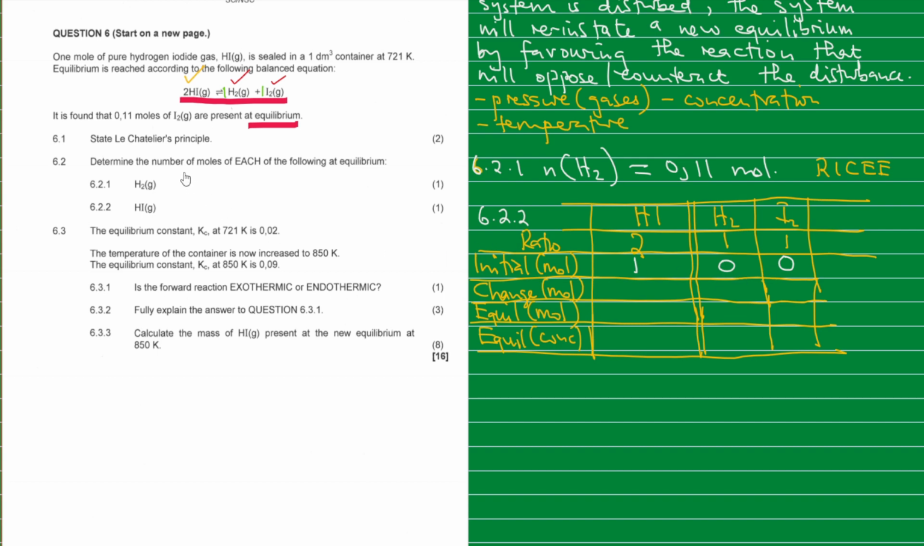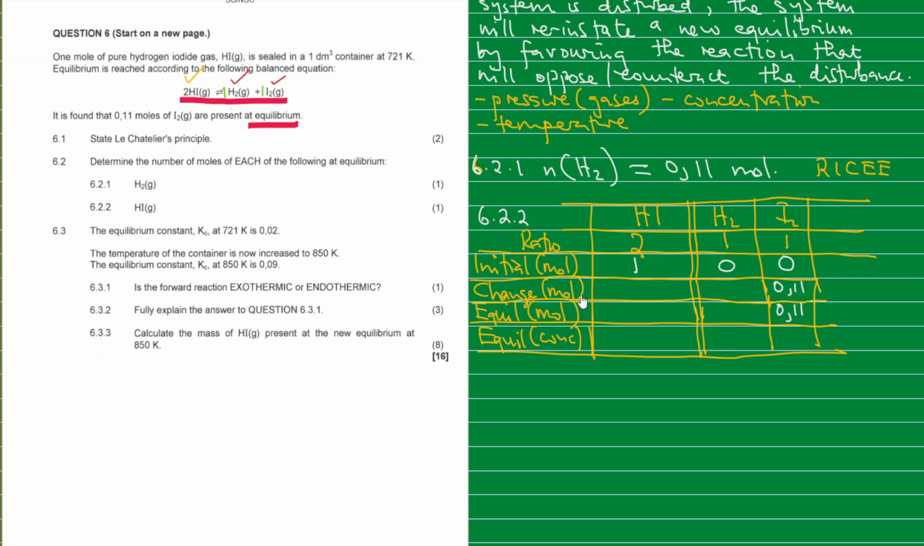And then at the end, we are given that at equilibrium, the number of moles is 0.11. That is for iodine. So it means here I've got 0.11 moles for iodine. Now, when we get this information, we can determine the change in our iodine. Remember, we had no iodine at the beginning. So if we now have 0.11 moles, it means we formed 0.11 moles during the reaction.